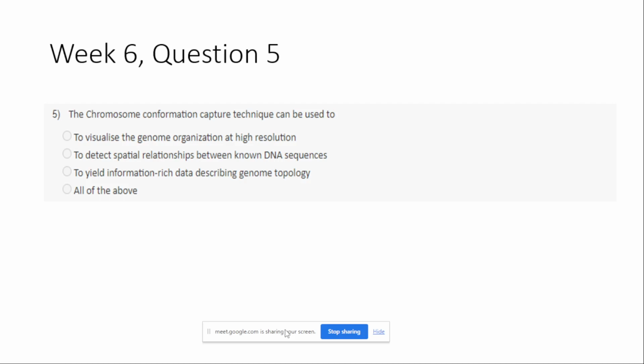And then the same thing is option 2, the spatial relationship, because spatial relationship means the 3D structural organization of your chromosome. In some places loop formation will occur. So that's how you can find the spatial relationship between the known DNA sequences. And the third option is also true because it yields information-rich data describing genome topology. So it can describe the genome topology. So all of these three options are right, and all of the above will be the proper answer.